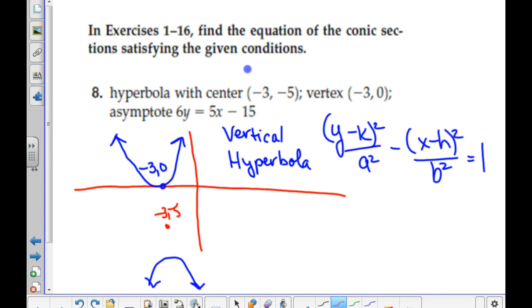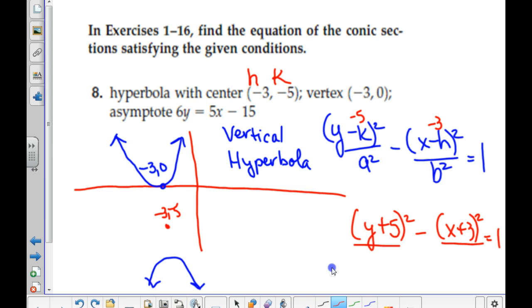The center tells me H and K, right? So I'm halfway there. Be careful. K is -5 and H is -3. So I have (y + 5) squared minus (x + 3) squared equals 1.